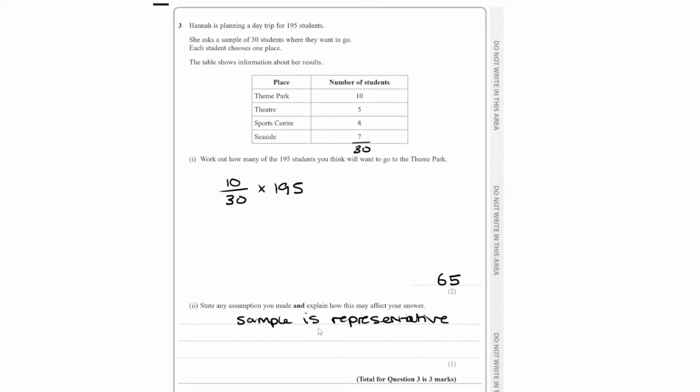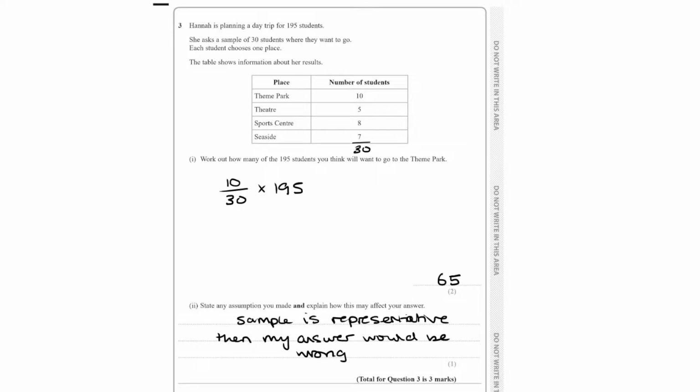How would this affect my answer? Let's say, imagine if the sample wasn't representative, then my answer could either be wrong or different, isn't it? Because if the sample's not representative, we don't know how it's not representative. So I couldn't really say my answer would be less or more. I can't really be that specific. I would just say that my answer would be wrong or would be different. Something like that would be how it would affect it.